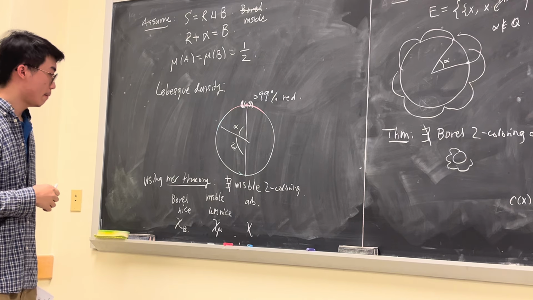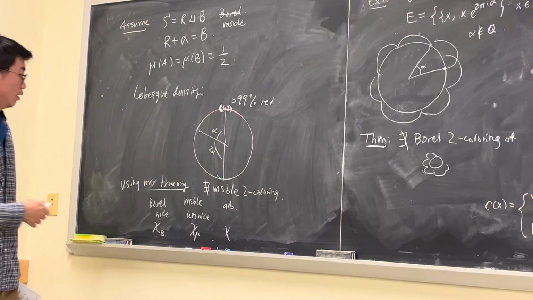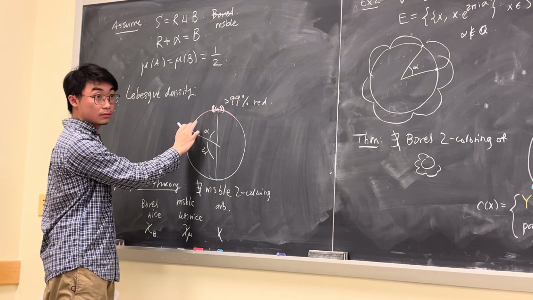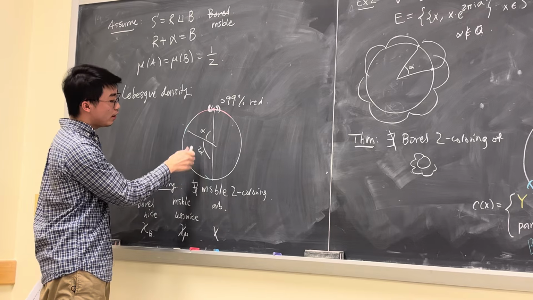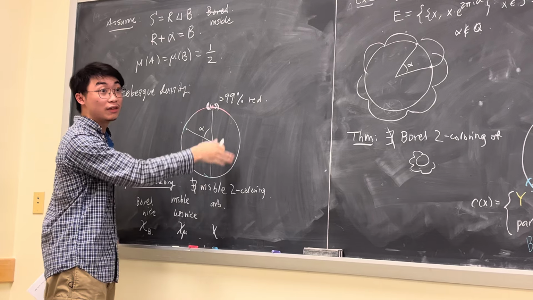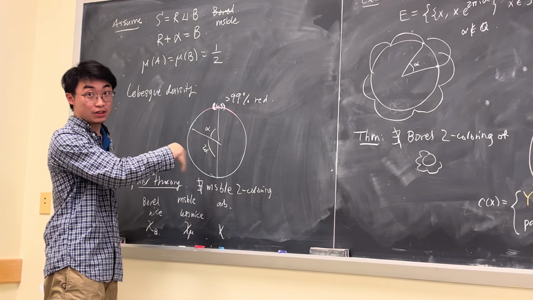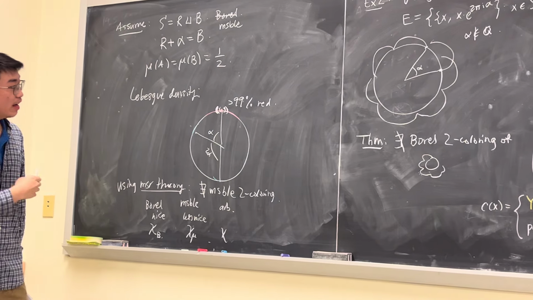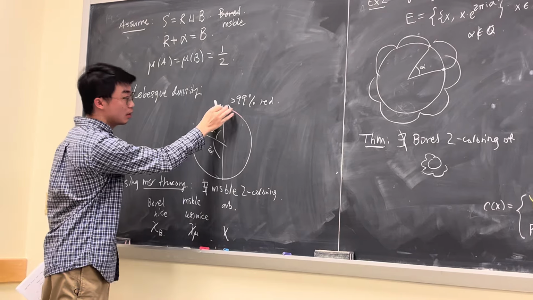So that's 99% red. When you go alpha, then it becomes 99% blue. Then should you alternate or not? Well, now I rotate by 2 alpha. Oh, 2 alpha. And if I keep rotating by 2 alpha, which still is dense on the circle, then eventually I'll get something that overlaps with the original one.